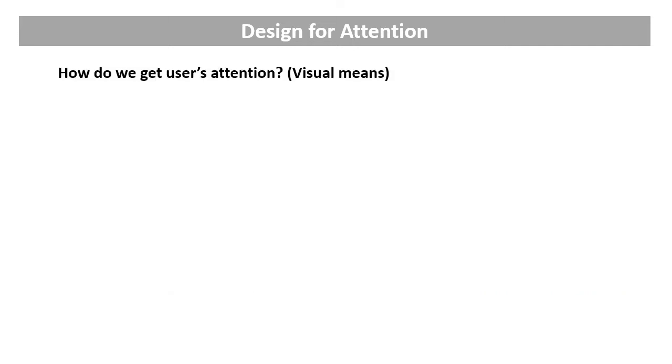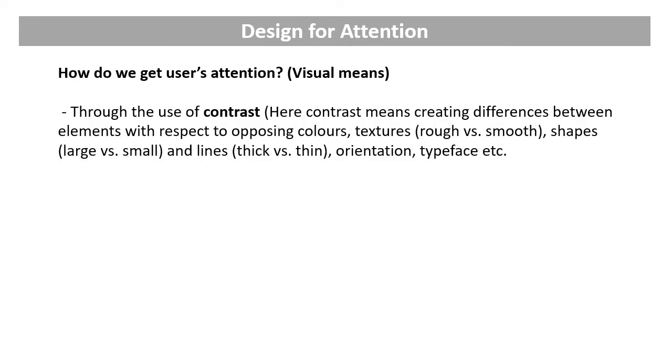Now once we have identified the instances which require users' attention, how do we get users' attention, right? Through visual means. One way is through the use of contrast. Now what is contrast? Contrast means creating differences between visual elements in regard to colors, like opposing colors, or opposing textures like rough or smooth, different shapes, large versus small, or use of different lines like a thick line amidst various thin lines, orientation, typeface, etc.